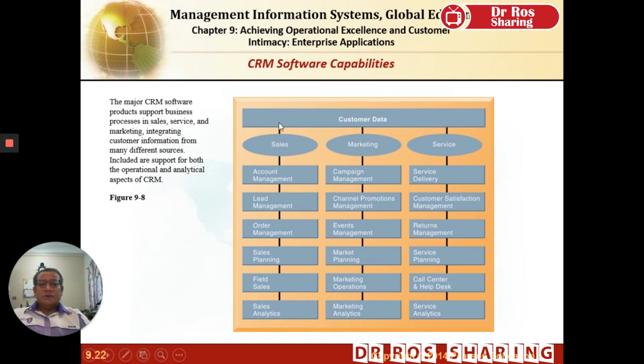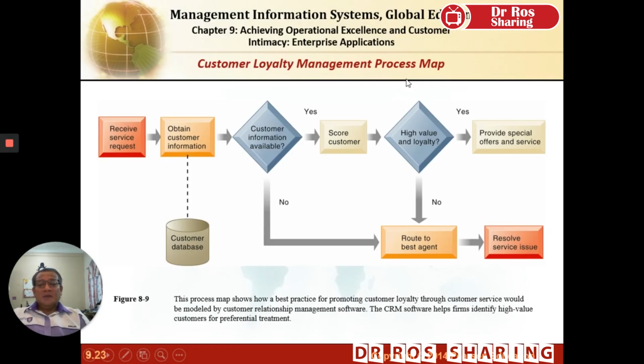Customer data also constitutes the sales department, which is where the sales are made. The customer is purchasing the product, including what kind of field sales they need, and they also analyze customer sales from the CRM software. So basically, CRM is to maintain loyalty of customers. Loyalty of customers will further enhance future business.